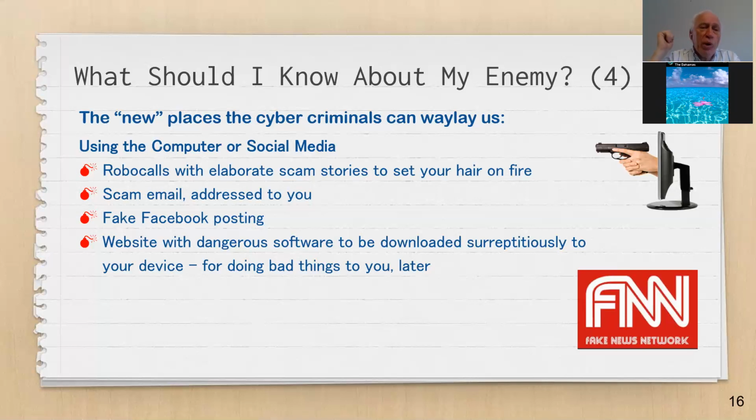So there's no way that anybody can ever say to you, hey, we found a virus on your computer, or there's some big problem going on with your bank account. Your bank doesn't do that. That's not the way your bank does it.